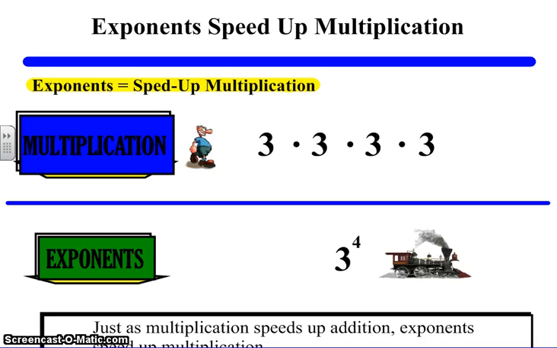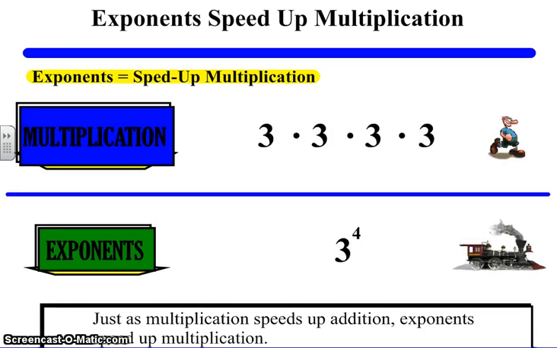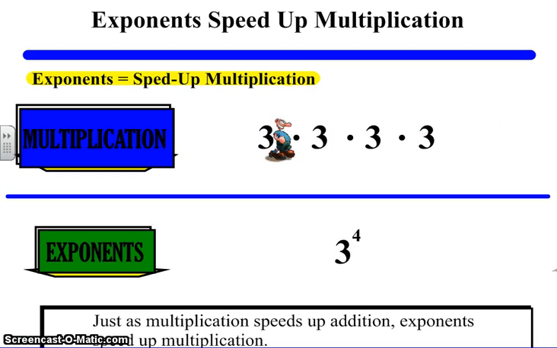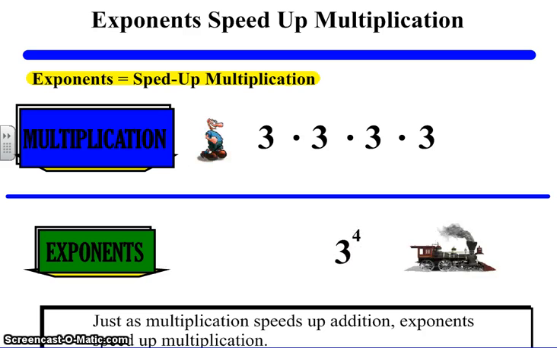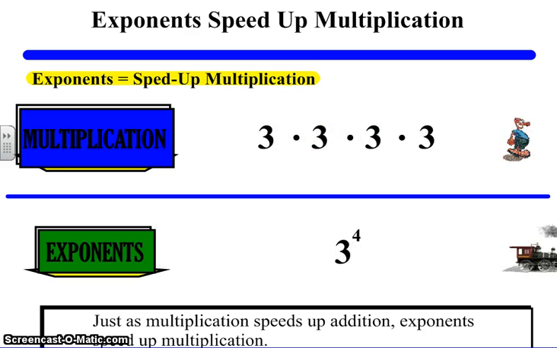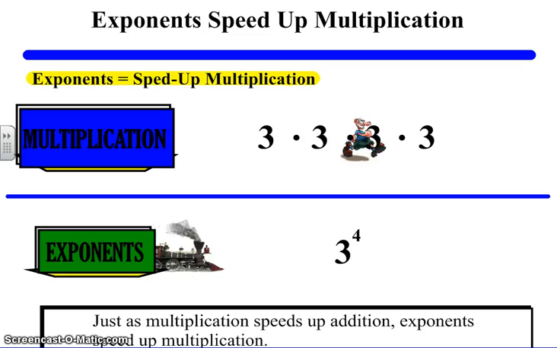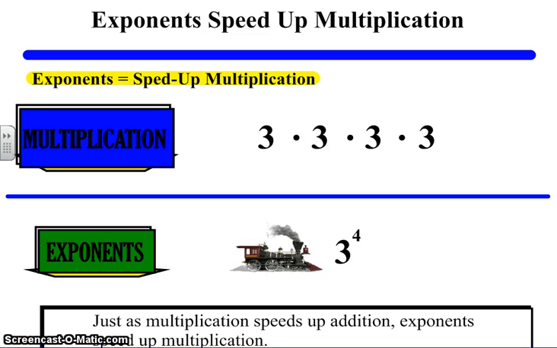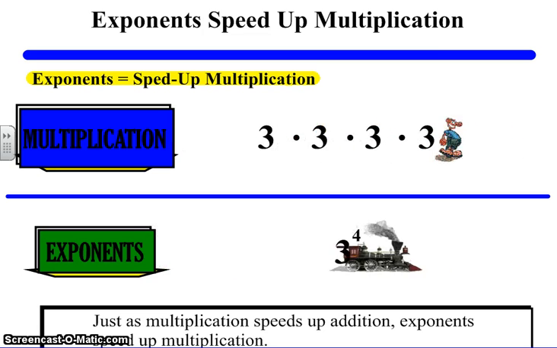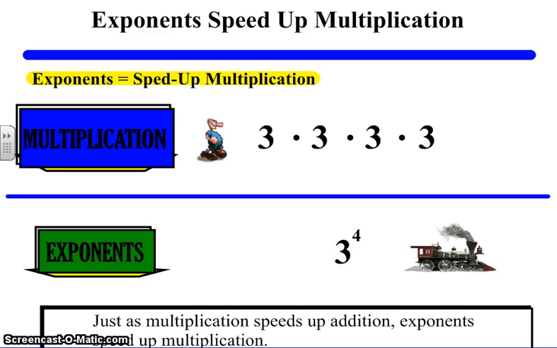Moving on, now onto exponents. Exponents is simply a way to speed up multiplication. So if we are looking at multiplying 3 times 3 times 3 times 3, exponents enable us to speed up this process. So we can do 3 to the 4th power, and that just simply means 3 times 3 times 3 times 3. So just as multiplication speeds up addition, exponents are also going to speed up multiplication.